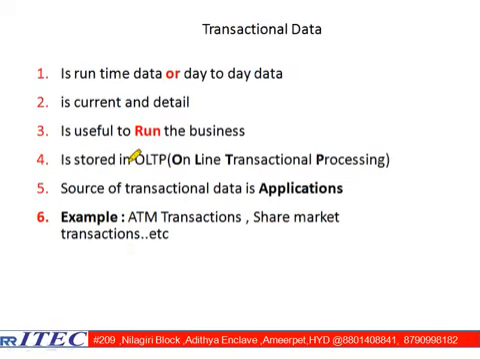Now, you people are comfortable with transactional data. What do we mean by transactional data? Whenever we run our business, we get transactional data. Every day I get the transactional data. Transaction data is current data. Transaction data is detailed data. It is useful to run my business smoothly. We store transaction data in one database known as OLTP, and we get transaction data from applications. Different applications are like Facebook, Google Plus, share market applications or ATM applications.